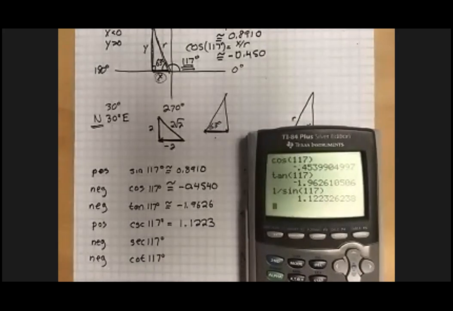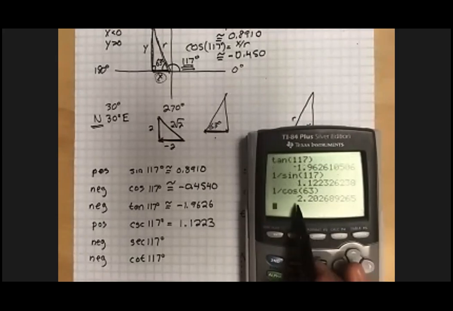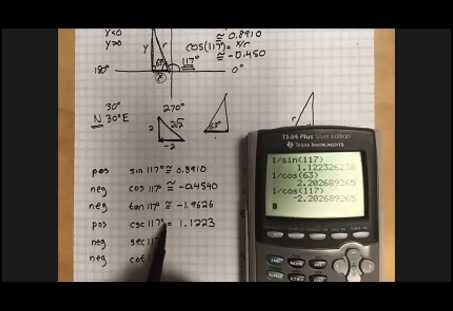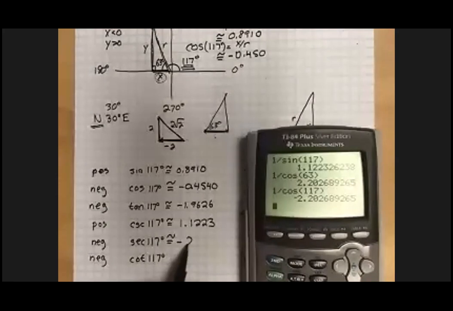The secant of 117, which is 1 over cosine, positive, whoops, I didn't type 117, I typed 63. 1 divided by cosine 117, my fault. Yeah, see, same number, but negative sign. Negative 2.2027.